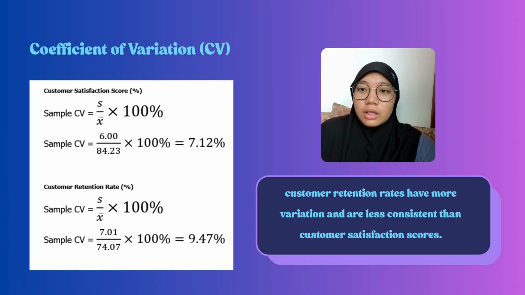This means that even after adjusting for the average, the customer retention rate is still more inconsistent than the customer satisfaction score. So all five methods, which are range, variance, standard deviation, coefficient of variation, and mean absolute deviation, show that the customer retention rate has more variance and is less consistent than the customer satisfaction score.